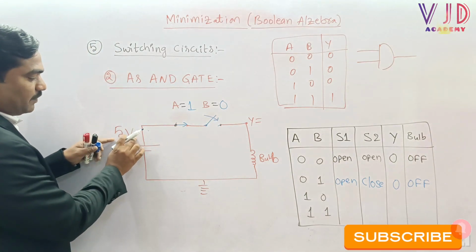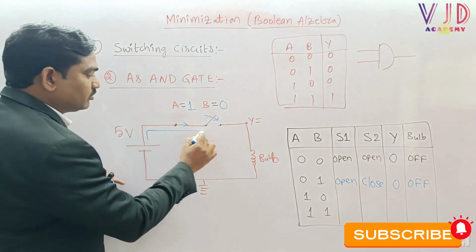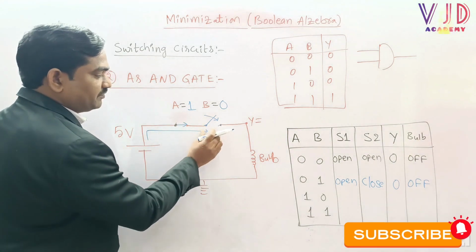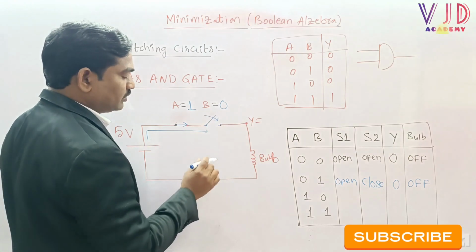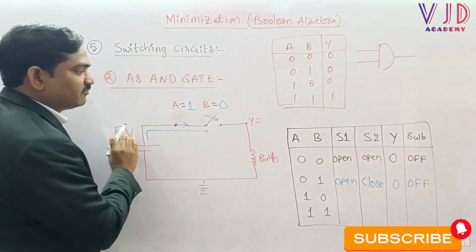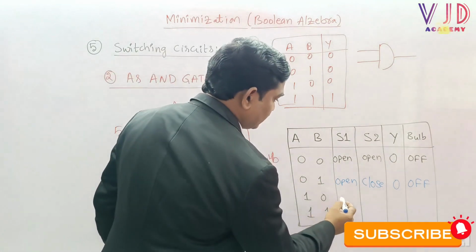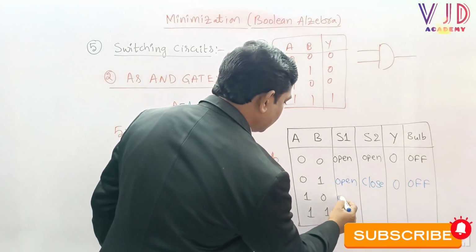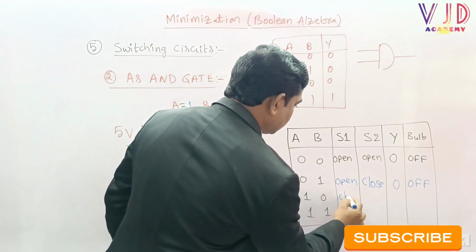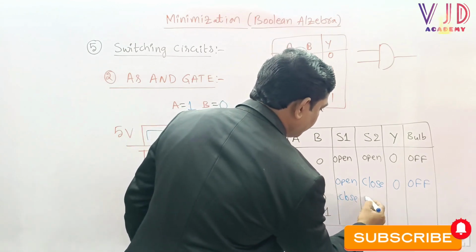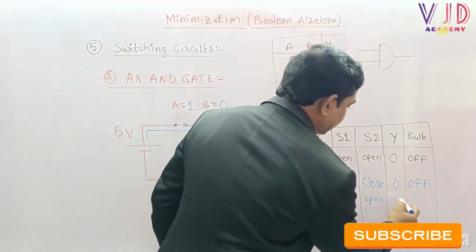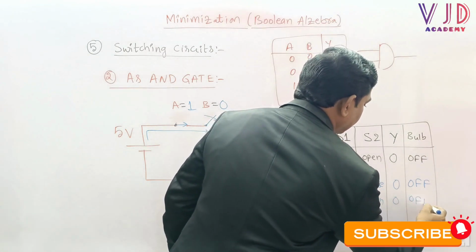Now what will happen, sir? Whatever 5 volts power supply we apply, it will go up to B, and there is no connection between the input node and the output node, and there is no possibility that this 5 volts will go to output Y and then the bulb. Again we can say that here S1 will be closed, but because S2 is open, the output is again 0 and the bulb will again be off.